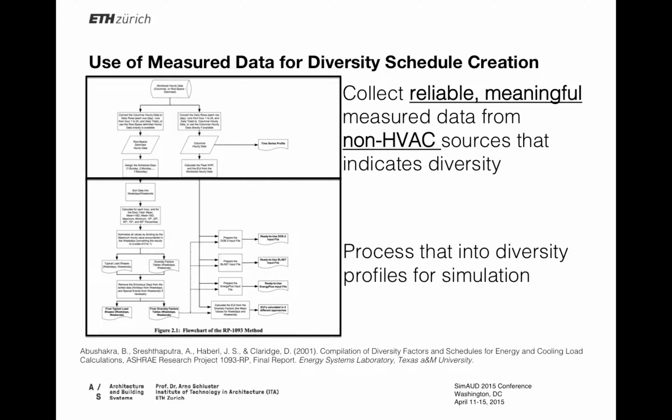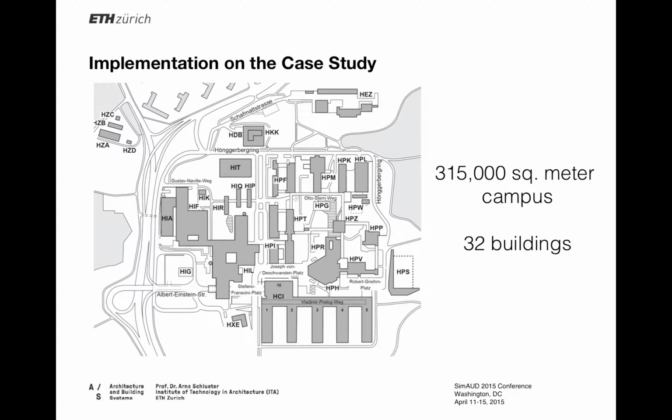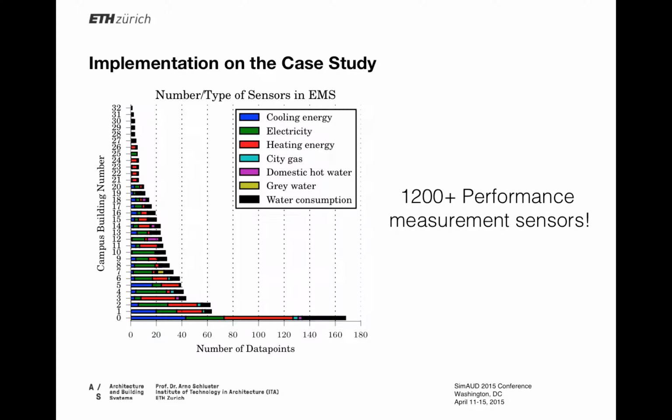So how can we apply this process on a real building, a real campus? This is really the challenge that we're looking at. So I'm looking at implementation of this on a real case study. This is our campus, Hungerburg campus, built mostly in the 60s, 70s, 80s, and there's a lot of new construction now. It's a 315,000 square meter campus, 32 buildings. So it's a very large campus. This is very typical of university campuses.